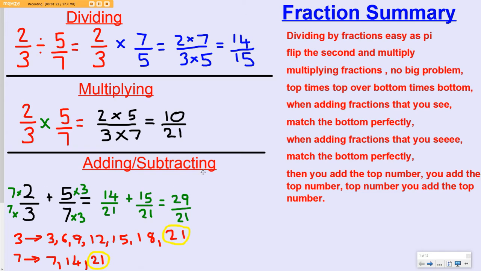This one now is the same. We're adding or subtracting, so we get the denominators the same. The numerators change, but the denominator stays the same. So we do a 3 times table, or a 7 times table.